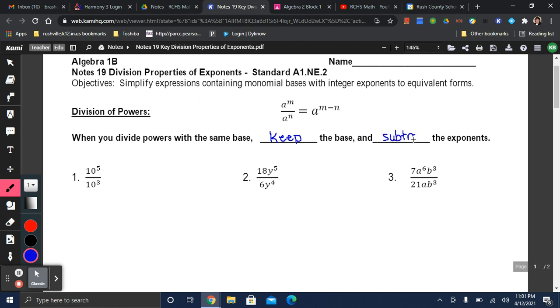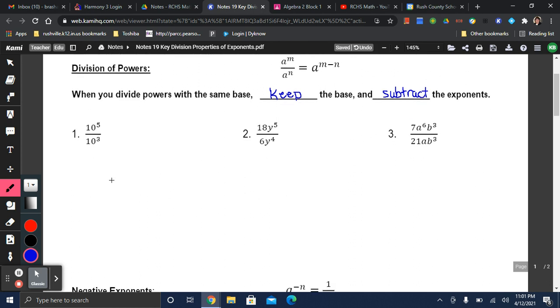We'll do several examples to let you see how this works. So if you have 10 to the 5th power divided by 10 to the 3rd power, then we will keep the base of 10 and take those exponents, and it's always the numerator exponent minus the denominator exponent. And so your base will stay 10. 5 minus 3 will give us to the 2nd power.